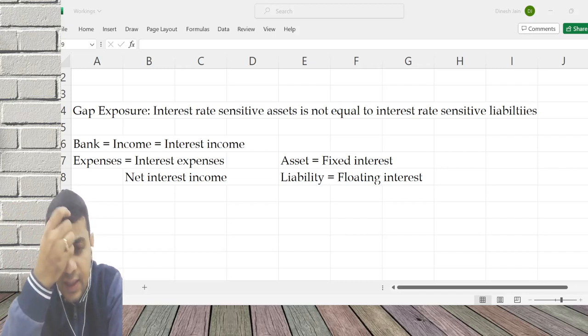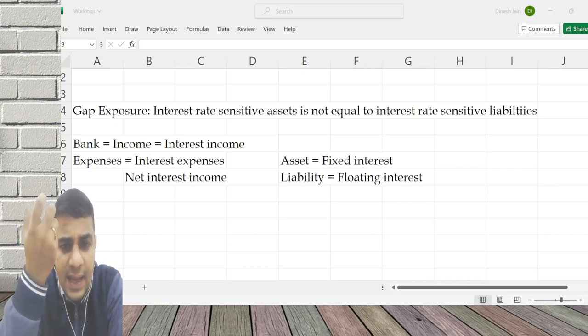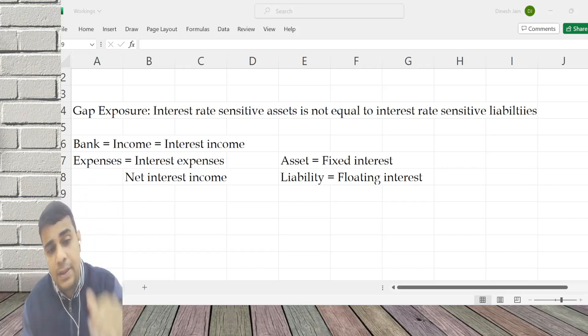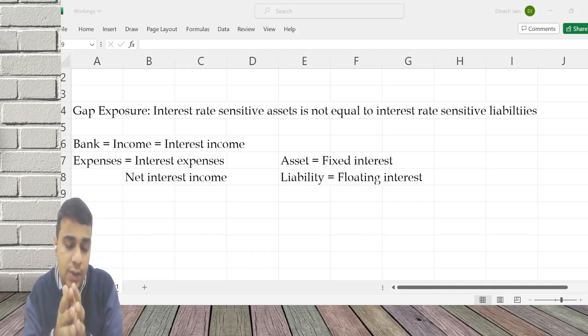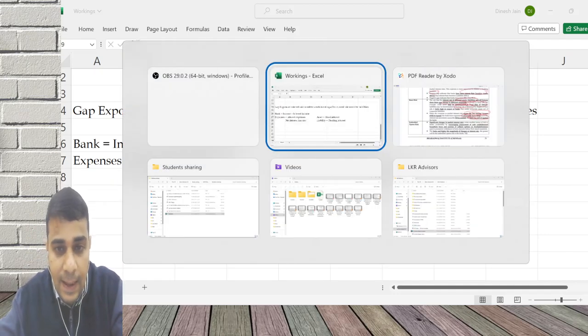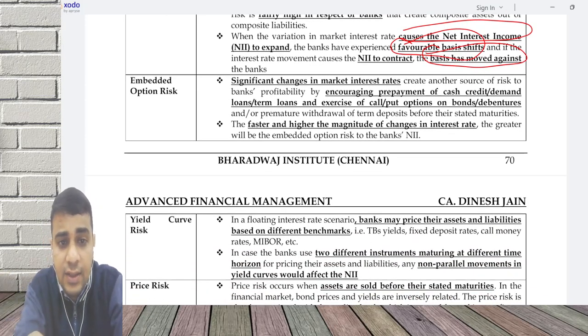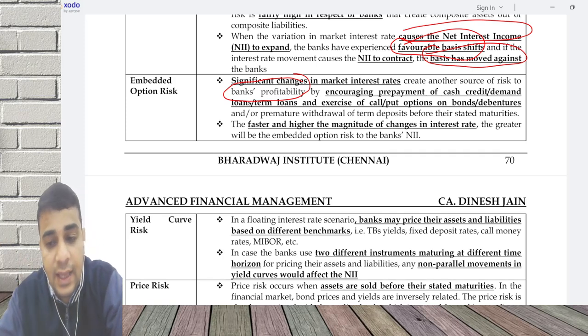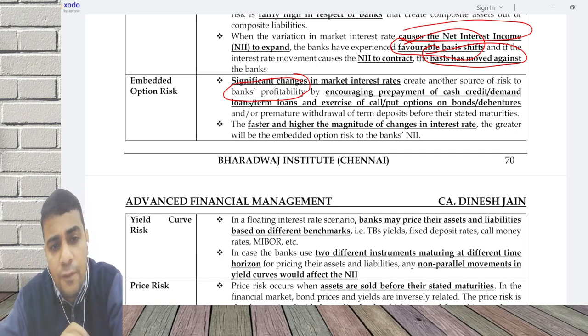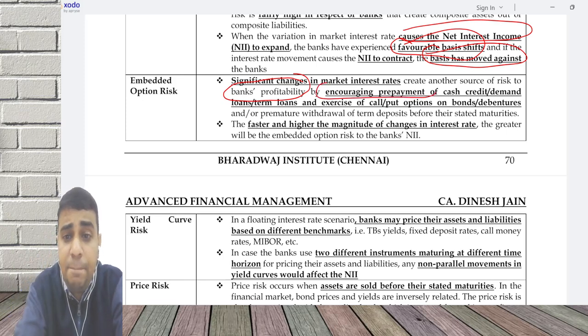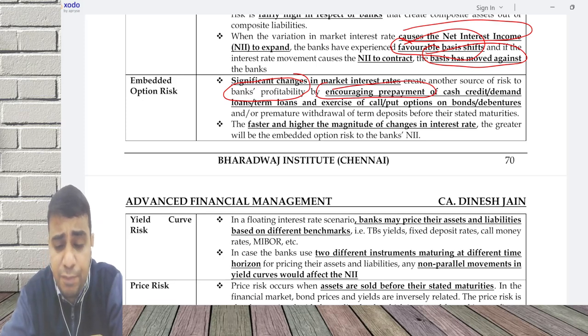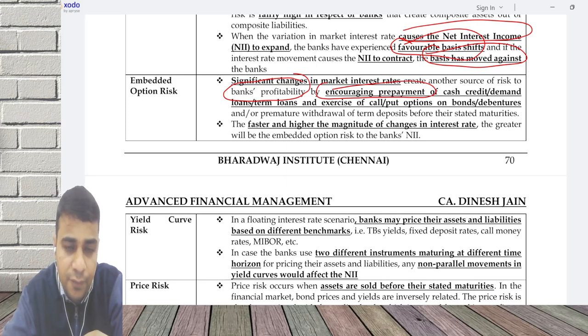But as you are aware, in a practical world, prepayments can keep happening, something which is beyond control. So, when interest rates start going up in the economy, borrowers would want to make prepayment. And this is called embedded option risk. Significant changes in interest rate create another source of risk for banks' profitability. As I said, I am talking more about banks' profitability, or this risk is more from a bank point of view. If you encourage prepayment, this will have an impact on the net interest income of the bank.